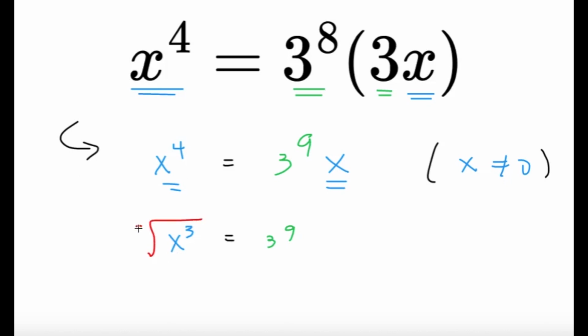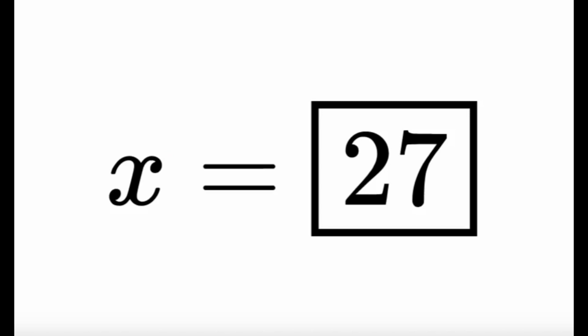So take the cube root of both sides, and we're going to get that x is equal to the cube root of 3 raised to 9, which is 3 raised to 9 divided by 3, and 9 divided by 3 gives us simply 3. So x equals 3 cubed, or we can simply get that x equals 27. And this will be our final answer.